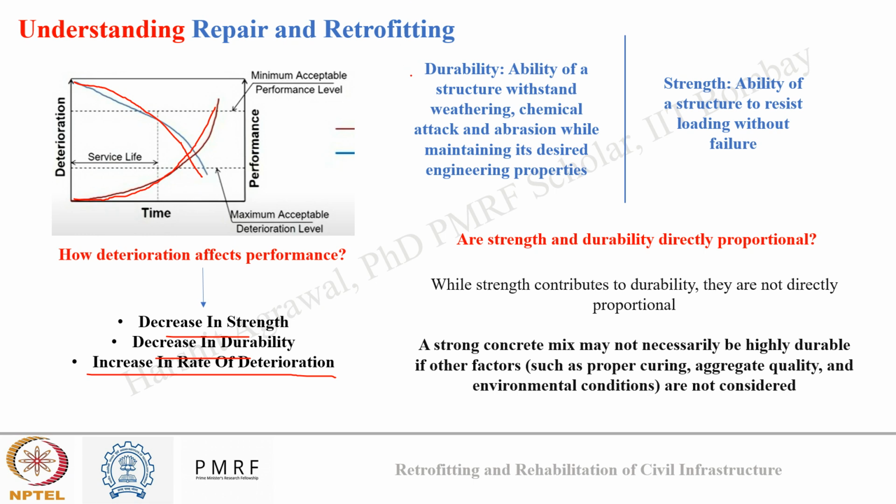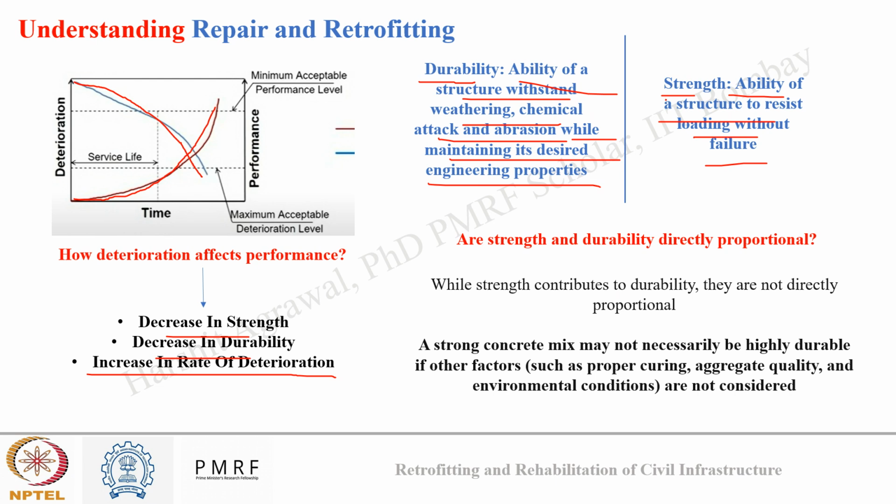Durability of a structure is the ability of a structure to withstand weathering, chemical attack, and abrasion while maintaining its desirable engineering properties. So this is known as durability, to maintain the performance. And strength is the ability of the structure to resist the loading without failure. When we talk about durability, we imply providing measures which can resist damage occurring due to exposure conditions. I will again re-emphasize this point. When we are talking about durability, we provide measures which can resist damage occurring due to exposure conditions.